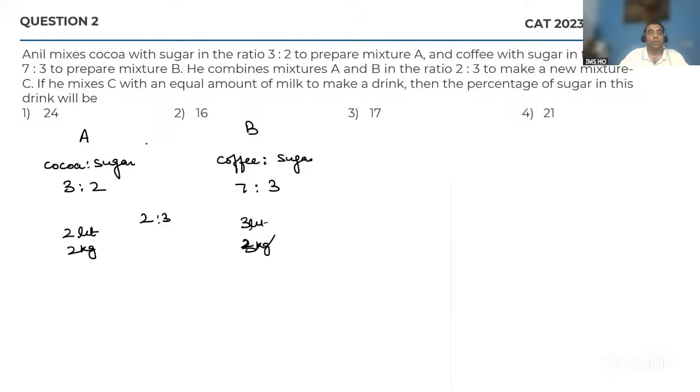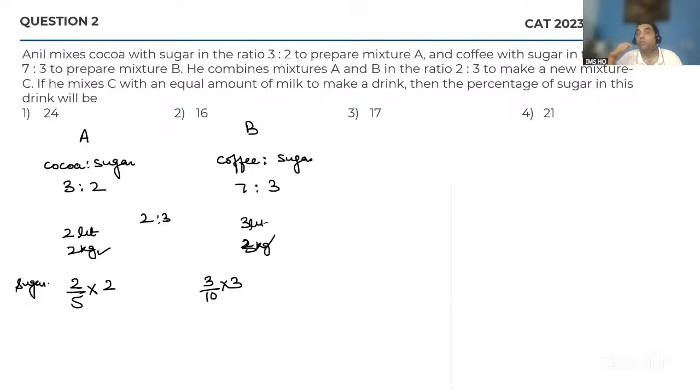Now, in the first, which is A, cocoa and sugar are in the ratio 3:2. So out of the total 5 parts, 3 parts are cocoa, 2 parts are sugar. Therefore, sugar is 2/5 of the entire weight, and we have taken the weight to be 2 kg. So the amount of sugar in the first is 2/5 of 2 kg. The amount of sugar in the second is going to be 3/10 of 3 kg, because out of 10 parts, sugar is 3.